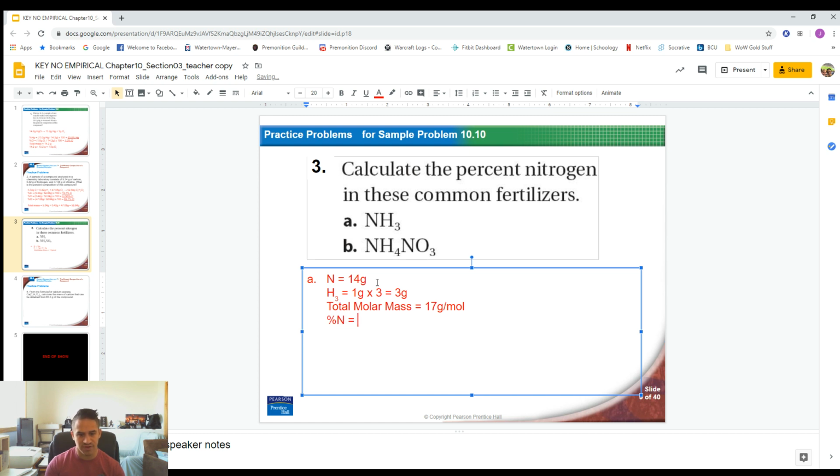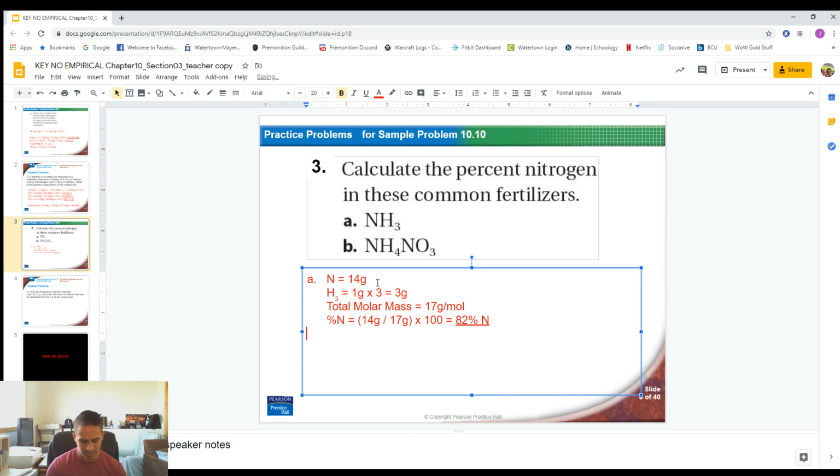Okay, and then they just want us to find percent nitrogen. So we're going to take the mass of the nitrogen by itself, so that was 14 grams for this compound. Divide that by the total mass, which is 17 grams, then times 100 to get our percentage. Okay, so 14 divided by 17 times 100. And I guess we'll just round to whole numbers to keep it easy. So this is about 82% nitrogen in that compound. Okay, so there's that one.